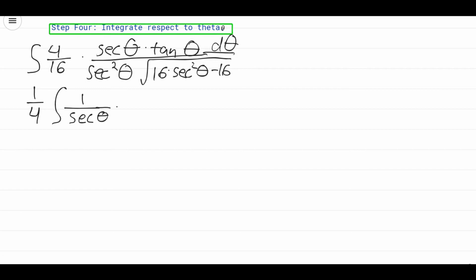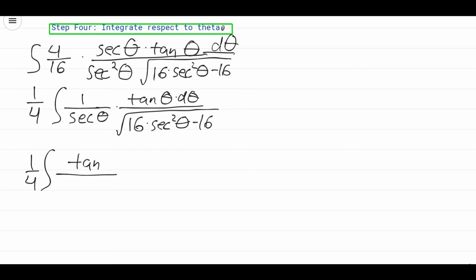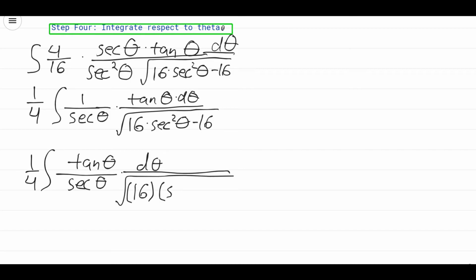As I reduce, secant theta divided by secant squared theta is equal to 1 over secant theta, times tangent theta times d theta, divided by what's inside the radical, which is 16 secant squared theta minus 16. Now I'm going to simplify this a step further. I can factor out a 16 from the radical, and I'm left with secant squared theta minus 1.